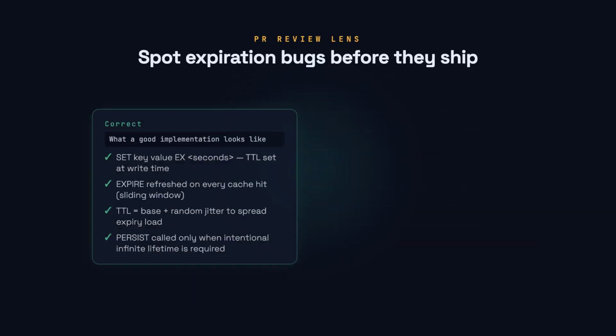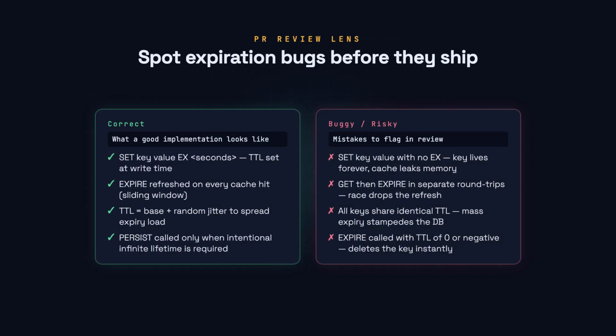When reviewing a PR, check 4 things. Does every set carry a TTL? Is the TTL refresh atomic? Is jitter applied so thousands of keys do not expire at the same second? And is 0 ever passed to expire by accident?